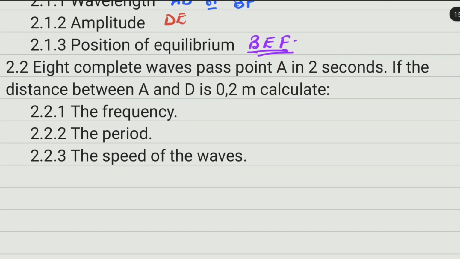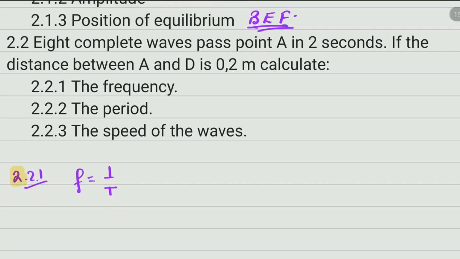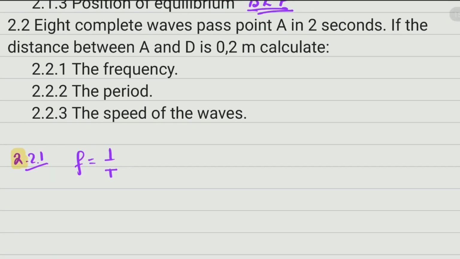Now, what is frequency? Frequency is the number of waves in 1 second. So to calculate frequency, this is question 2.2.1, frequency is equal to 1 divided by period. You need a period, and you don't have it. We are going to use the same approach as in the previous question. We have 8 waves. Remember, period is the time for one complete wave. 8 waves take 2 seconds to pass from that point to another.